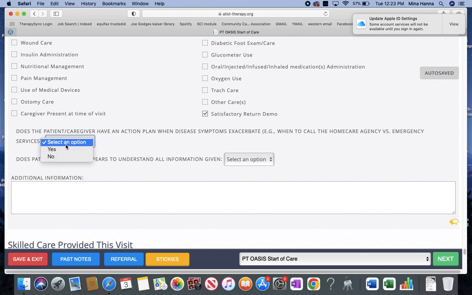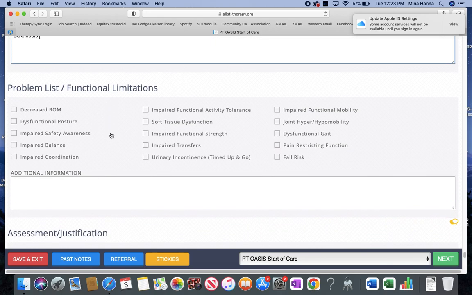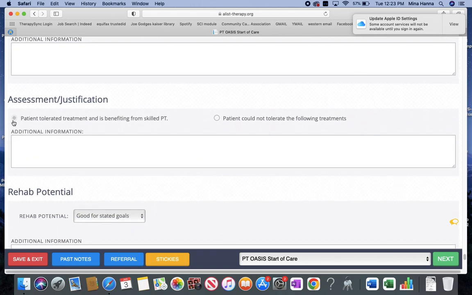Does the patient have any exacerbation of disease system? No. Can understand information? Yes. Skilled care provided, I can put SOC OASIS. Usually I put that in this situation. I'll go into more detail if I'm doing a lot of treatment, but OASIS is already large enough on its own, so I can select whatever applies at this point. Now you've got to select something. You can't leave it blank, but you would select all that's applicable for this specific example.